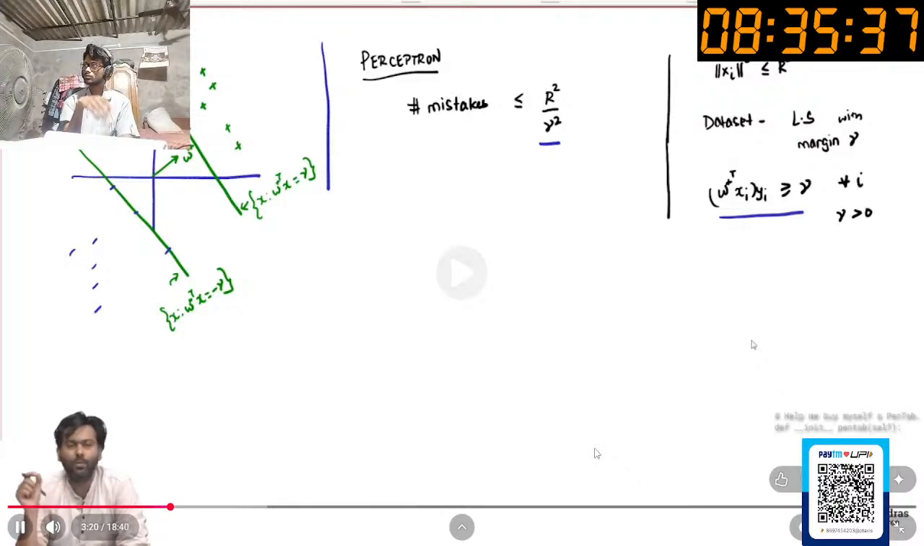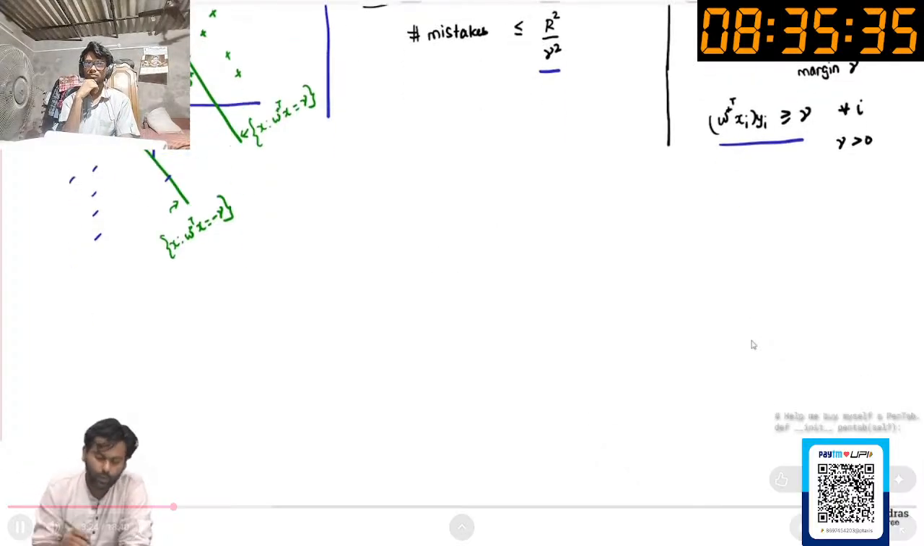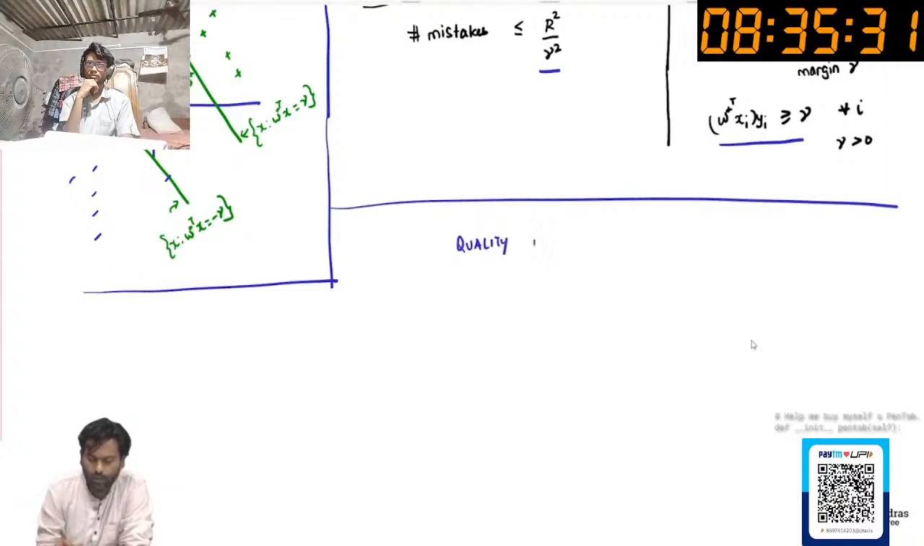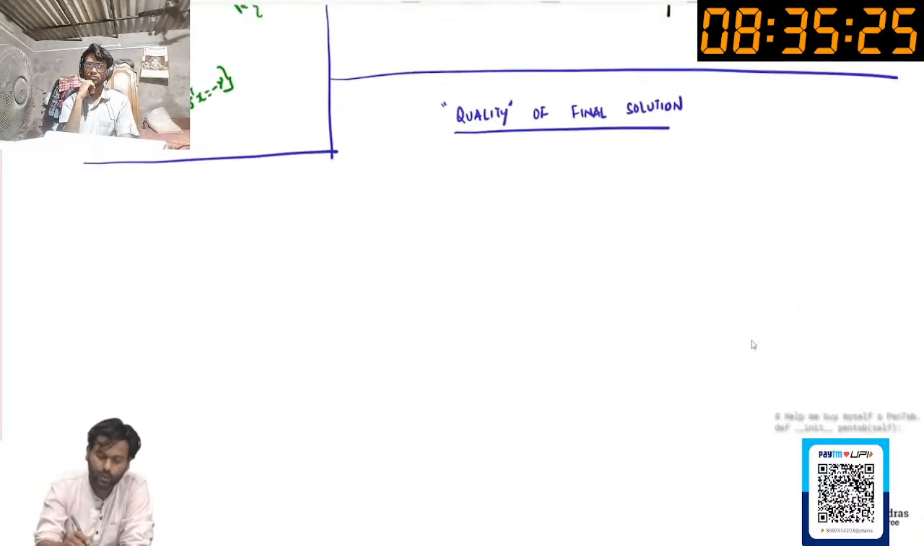You converge with number of mistakes at most R squared by gamma squared, right? So the first point that I would like to talk about is the following: the quality of final solution, the quality within quotes. What do I mean by this? Well, let's take an example to illustrate this point.